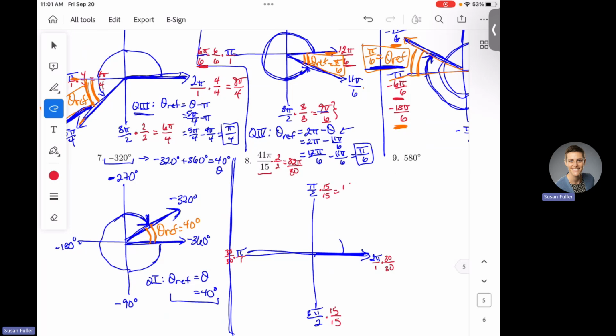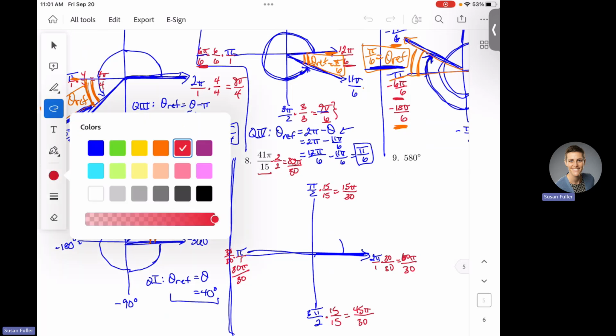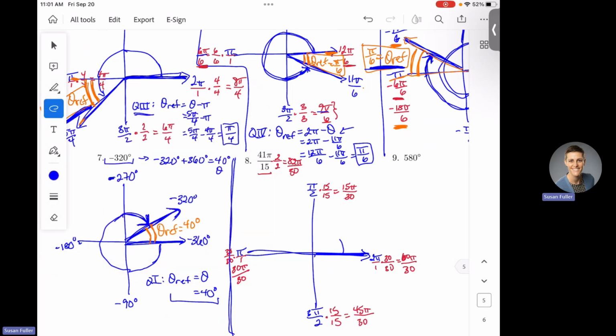All right, so this one is 15 pi over 30. This one is 30 pi over 30. This is 45 pi over 30. And this one is 60 pi, that's a 6, sorry, 60 pi over 30. Okay, so we have our landmarks. So now let's rotate and see where we go.